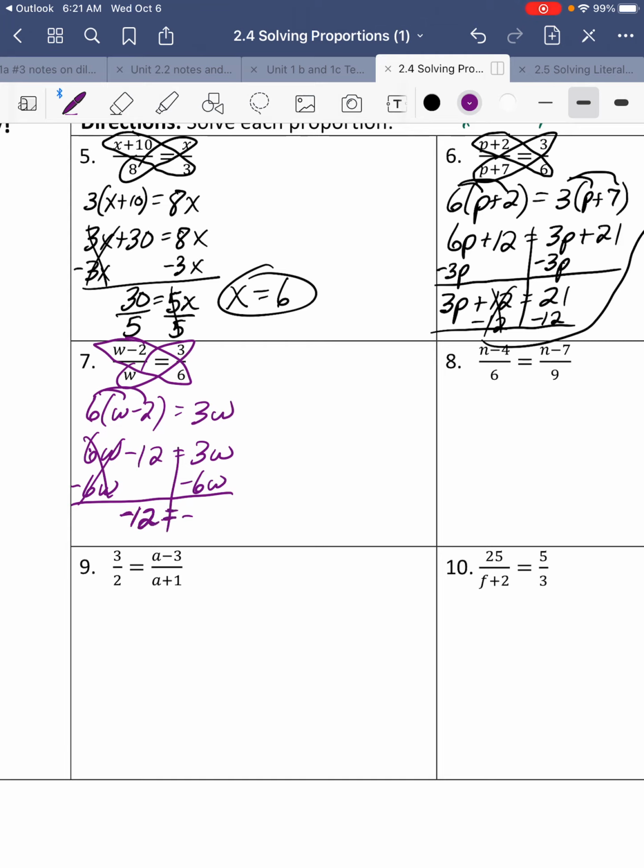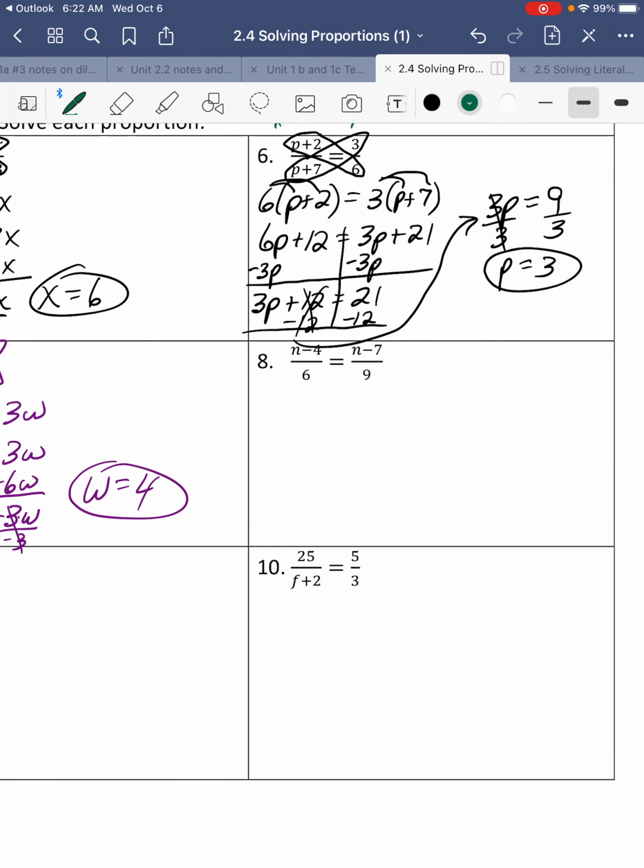That's just a number. If we have 3 w's and we subtract 6 w's, we're going to have a negative, so 3 minus 6 is negative 3. Negative 3w means negative 3 times w, so we divide by negative 3 to get that w by itself. Last step. And we get w is by itself equals a negative divided by a negative is a positive. 12 divided by 3 is 4.